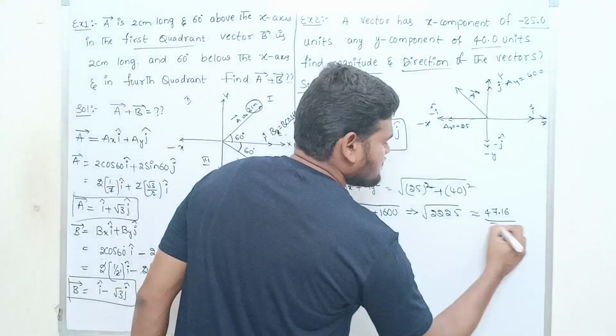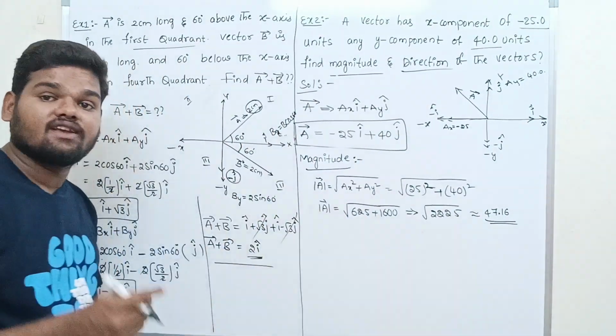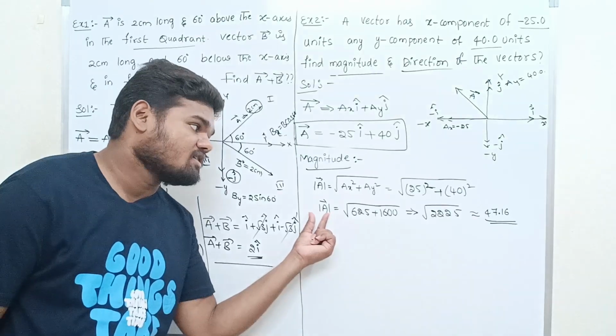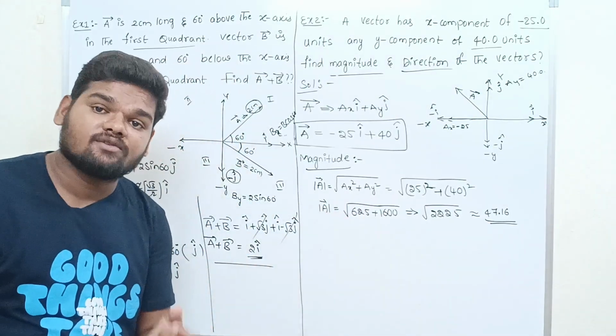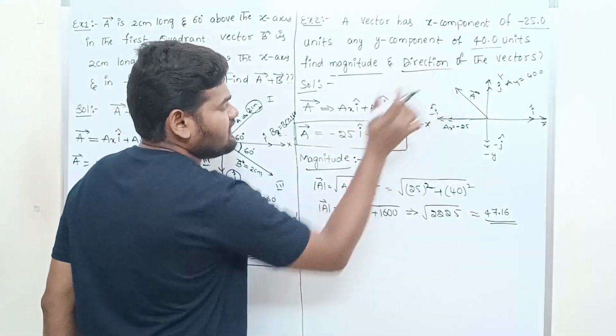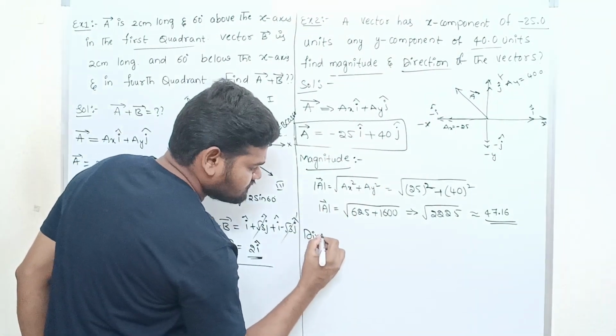So this value is nearly equal to 47.16, and this is the magnitude of the a bar vector. What is the magnitude of the a bar vector? 47.16. Is it clear? Any doubt? Okay. So next, what do we have to find? We have to find the direction.